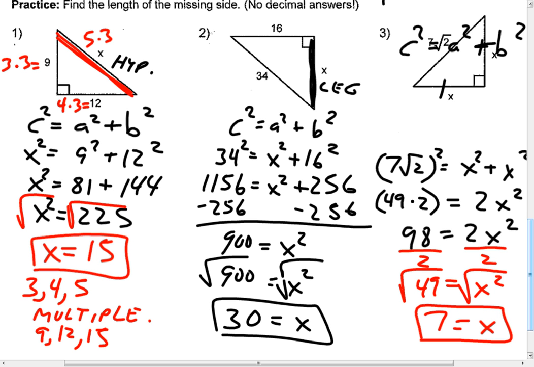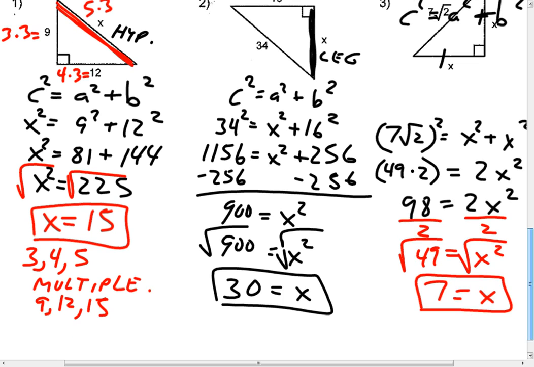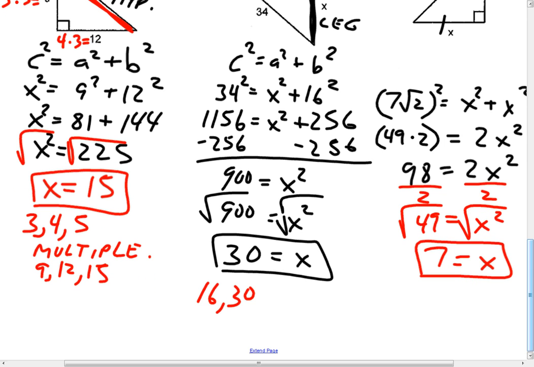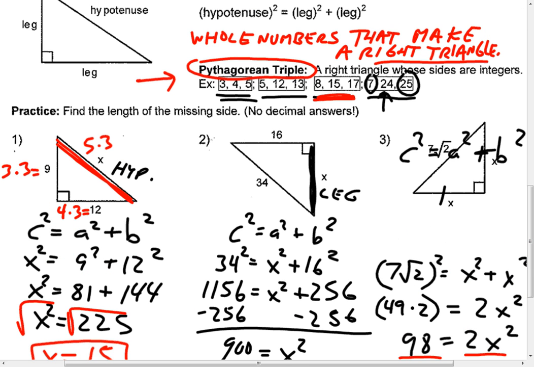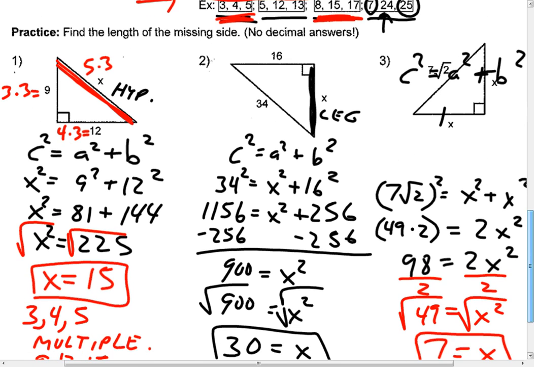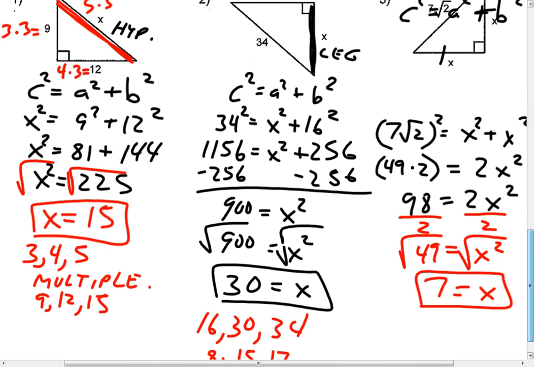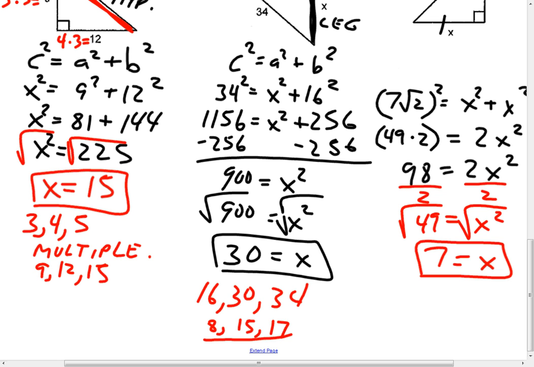How about the next one? We ended up with 16, 30, and 34. What Pythagorean triple is that based on? 8, 15, and 17, which is one of our basic triples. So I used this triple and this triple, multiplied them by some number. What did I multiply by in the second one to get from this to this? 2. What did I multiply by to get from this to this? 3. You multiply by whatever you want.